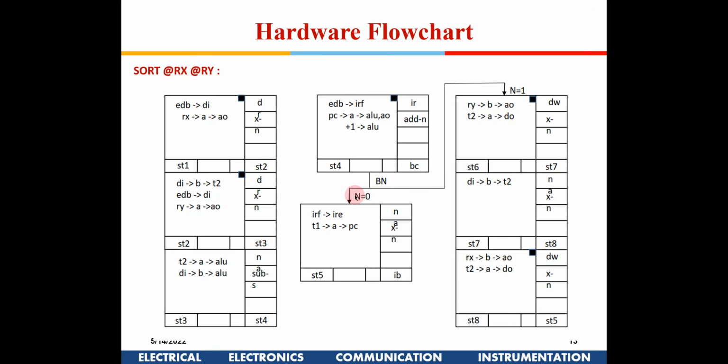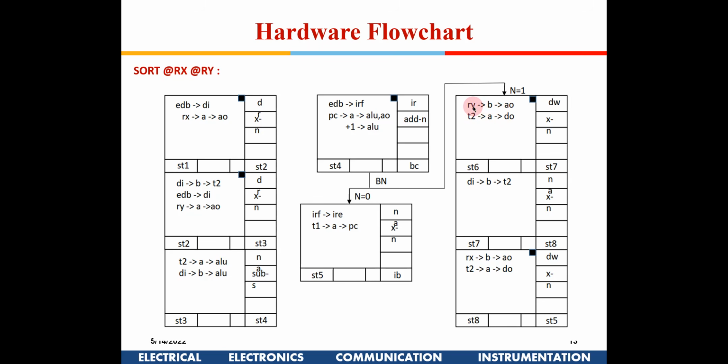Now if N is equal to 0, it indicates that Rx is small, so I don't have to do any action here. If N is equal to 1, that means Ry is small. I need to swap the data, because I have done subtraction Ry minus Rx, and if it is not negative, that means Ry is greater. N equal to 1 means it is a negative number, so Ry is small. Now I need to swap these data.